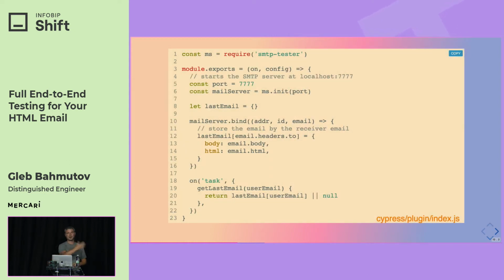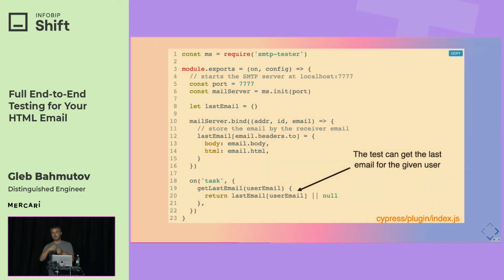Here's how the node side looks. You spin up the SMTP server, and you add a little thing saying, hey, whenever someone asks, you can give them the last email for that particular user. So you just accumulate all the user emails, and then you can return them.